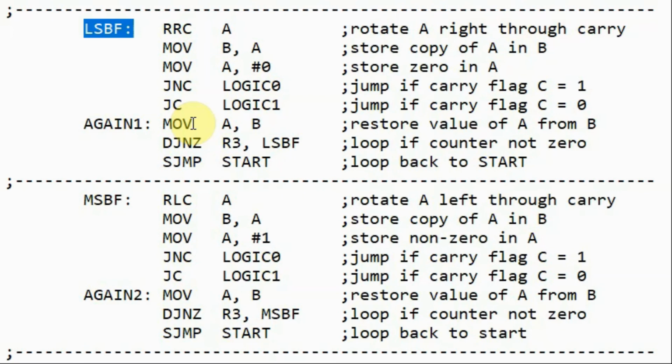Back inside the subroutine least significant bit first, if the carry flag is set, this means that the least significant bit of the accumulator that was shifted into the carry flag is at logic 1, and the program will jump to this label logic 1.